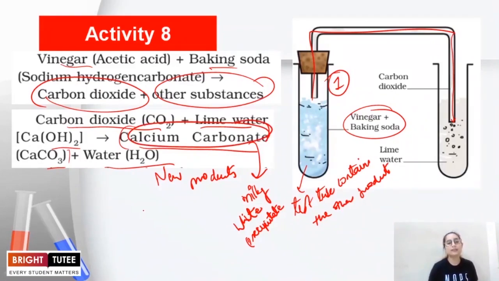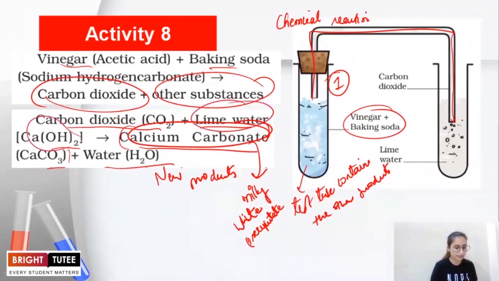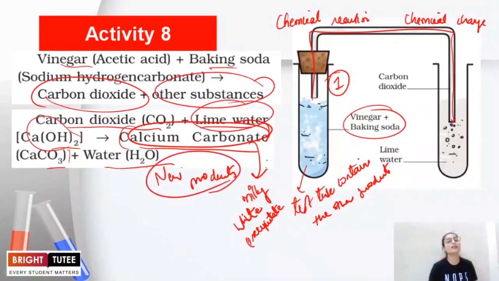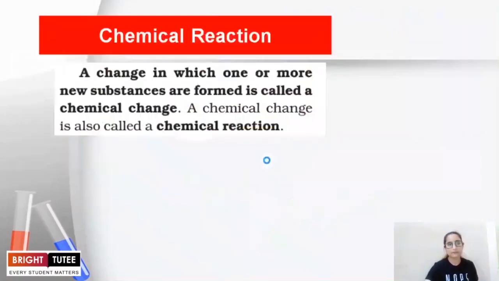So what does this tell you? That this is again a chemical reaction. You cannot obtain lime water or carbon dioxide back from this solution, right? Because the reaction has occurred and this is a chemical change, with the formation of new products and an irreversible change. So this is again a chemical change, right?